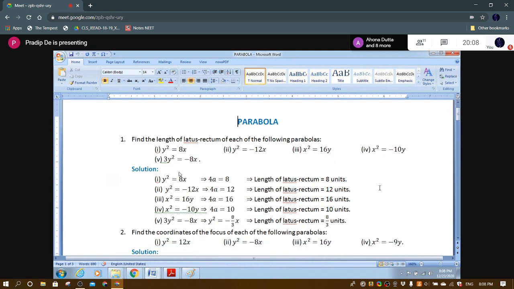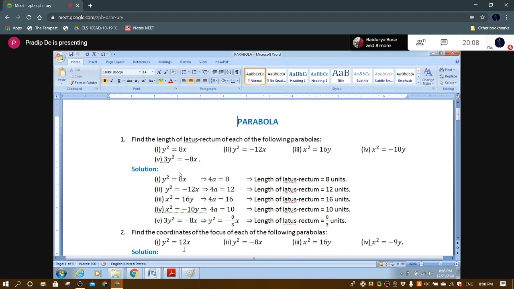Next type: find the coordinates of the focus of each of the following parabolas. You see, all the four equations are in standard forms. This is type 1, this is type 2, this is type 3, this is type 4, all arranged in order. So now we have to find out the focus.